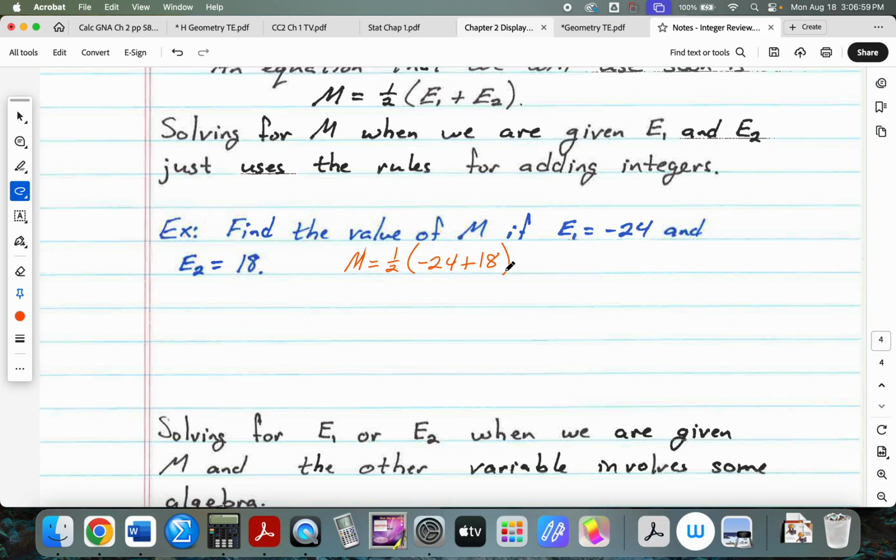So then what do I do when I'm adding two numbers with opposite signs? Yes, sir. You subtract, that's exactly right. So we're going to do 24 minus 18. Let's see, 20 minus 10 is 10, and 4 minus 8 is negative 4, so that's 6. Again, you don't have to use that method if you don't want to. I just like it because I think it's faster. So this is going to be 1/2 of negative 6 because there's more negative than there is positive. And half of negative 6 is negative 3.